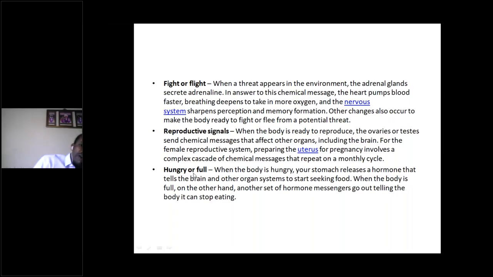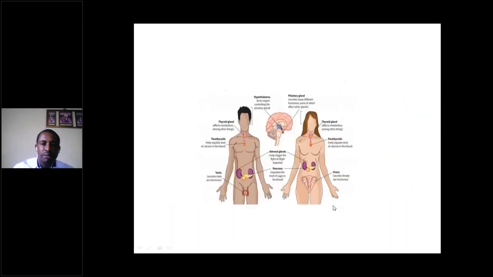Okay, so hungry or full. When the body is hungry, your stomach will release a hormone that will tell the brain and the organ system to start looking for food. So when the body is full, on the other hand, another hormone is released to tell your body that, okay, you are full. It's time to leave that bowl of eba. So this is just a brief.